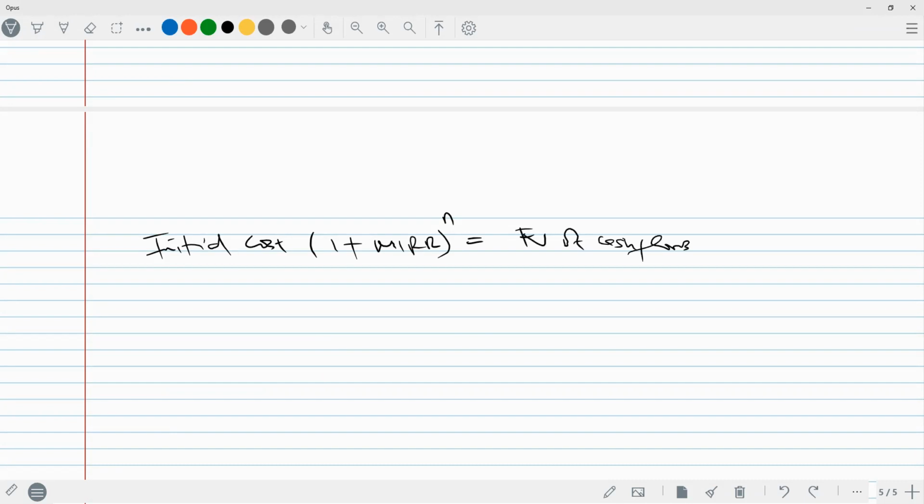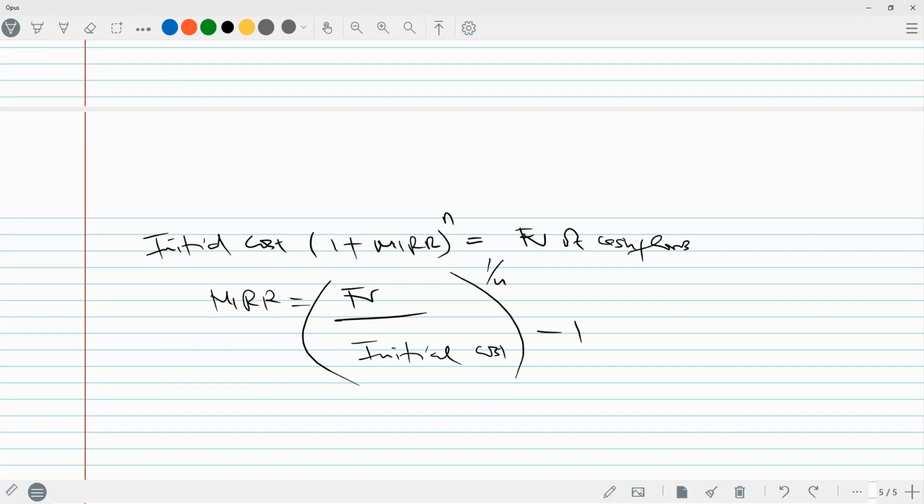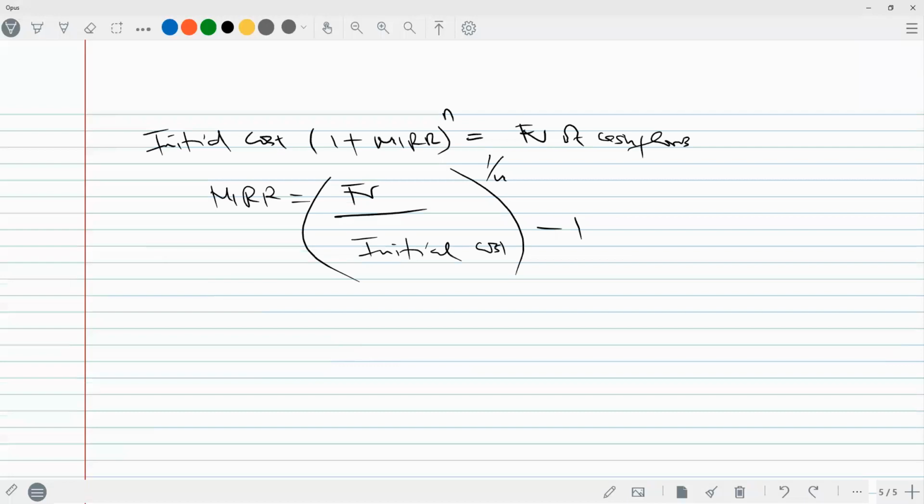So at what rate must the initial investment grow by to be equal to the future value of the cash flows? Therefore, MIRR is equal to the future value of cash flows divided by the initial cost, all raised to the power of 1 over n, minus 1. So the next first step we need is to get the future value of the cash flows.